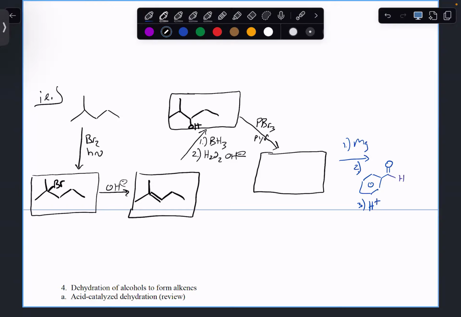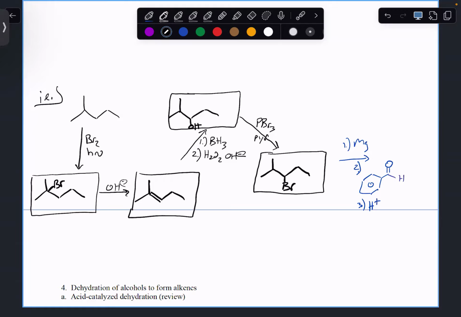Oh, this next step's a new one. What is this going to do to our newly formed alcohol? It's going to make the bromide. And then what is that last step? Taking the bromide and treating it with this laundry list of things. What is that going to do? What kind of reaction is that?